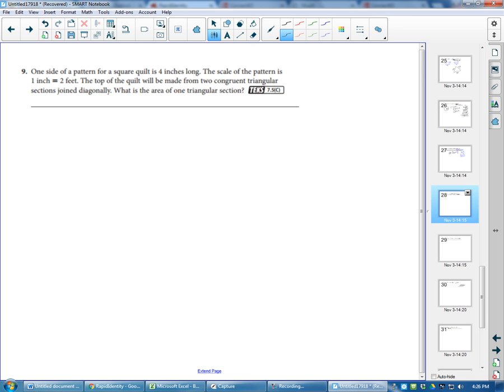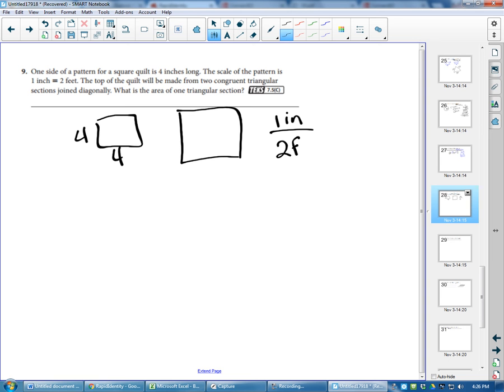Number 9. It says square quilt 4 inches long. So if it's a square, all the sides have to be 4. All of these are squares. The new one is bigger and it says 1 inch is equal to 2 feet. So these are 4 inches, we have 4 inches would be how many feet? 8. So all of our sides here would be 8 feet.